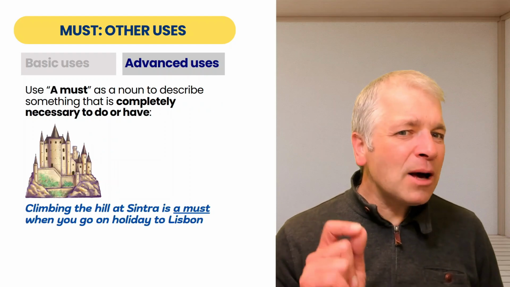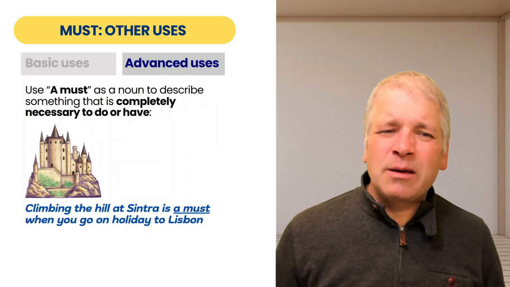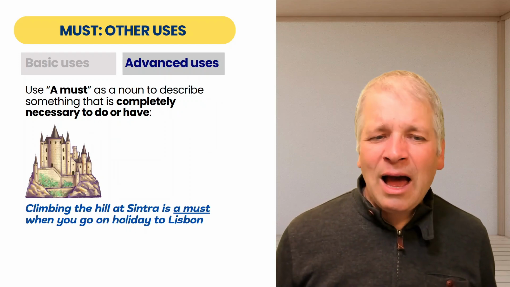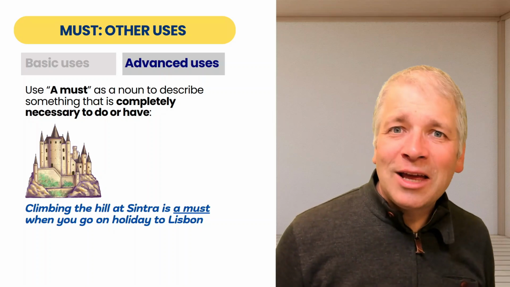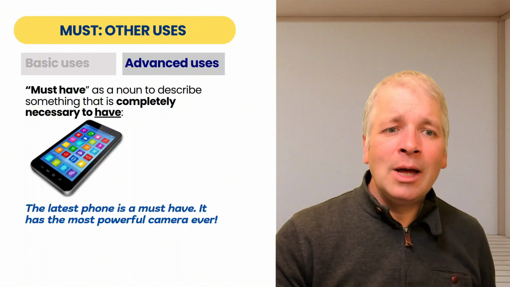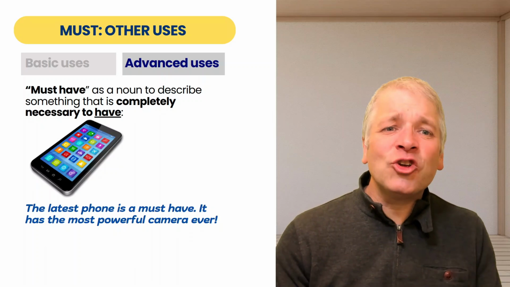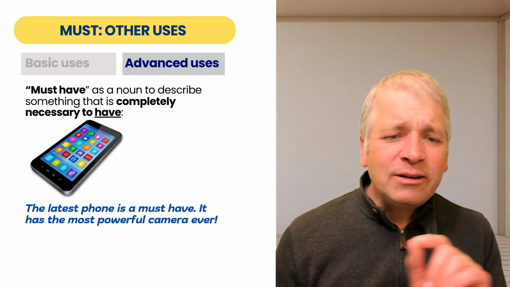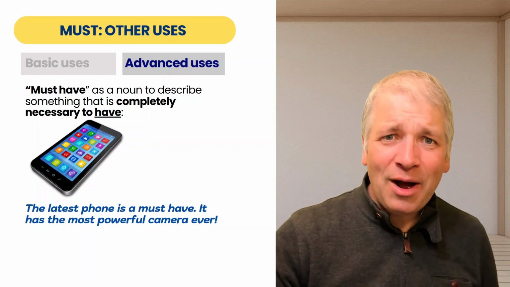And we can use must as a noun. A must as a noun describes something that is completely necessary to do or have, such as climbing the hill at Sintra is a must when you go on holiday to Lisbon. A must is something necessary to do. And must have as a noun describes something that is completely necessary to have. The latest phone is a must have. It has the most powerful camera ever.